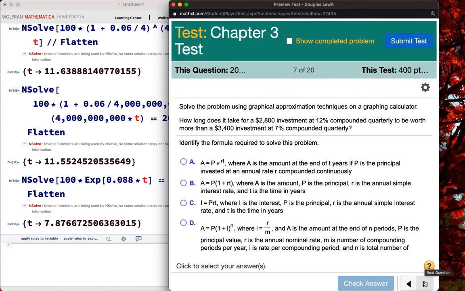Solve the problem using graphical approximation techniques on a graphing calculator. How long does it take for a $2,800 investment at 12%, compounded quarterly, to be worth more than a $3,400 investment at 7% compounded quarterly? Identify the formula required to solve this problem.